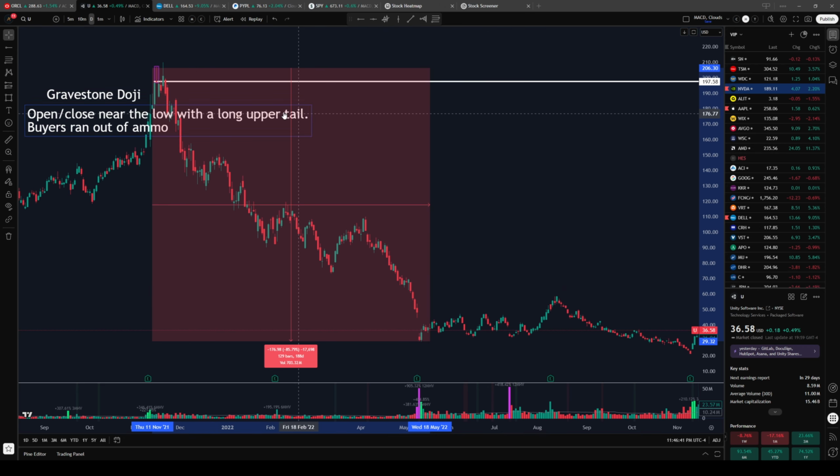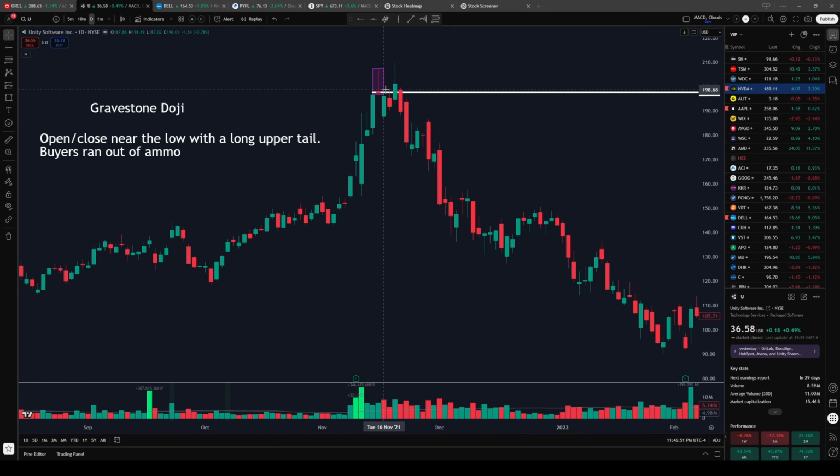Again, these things are powerful. They're not entry points, but they're signals. They let you know who's in control and what could potentially happen in the future. They tried to get it over the gravestone. They couldn't. The next day, it was met with sellers, and it was just all downhill from there. This would have been a great entry point for a short with your stop loss at this gravestone.